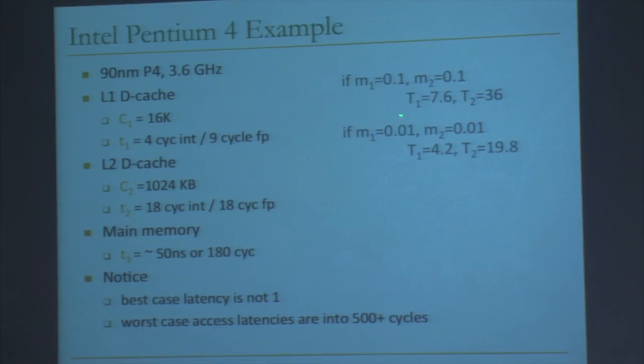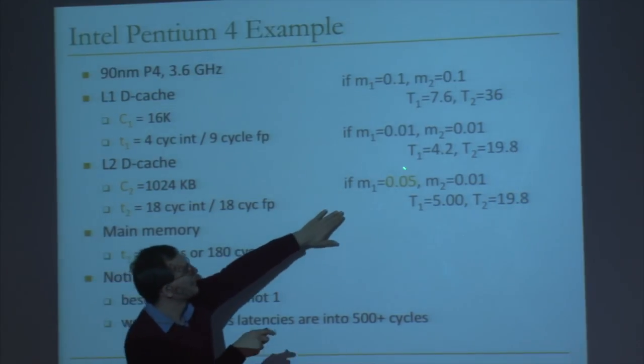Now, if you have a program that has these miss rates, 99% hit rate over here and 99% hit rate over here, then you get much better access latencies, right? You get very close to 4.2. We get very close to the intrinsic access latency over here. The access latency is 4.2, perceived latency. Now, let's take a look at this.